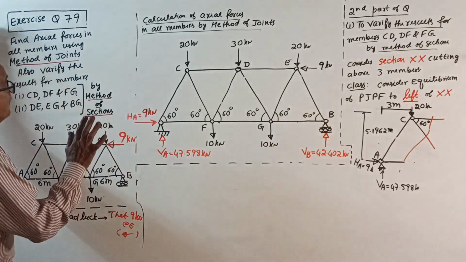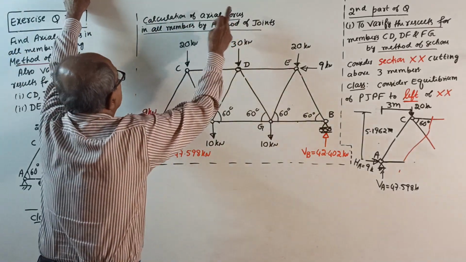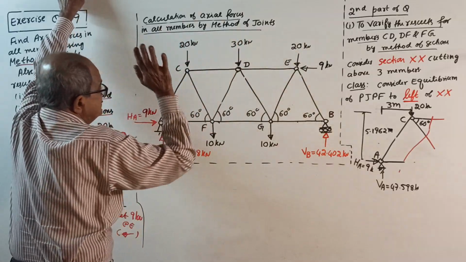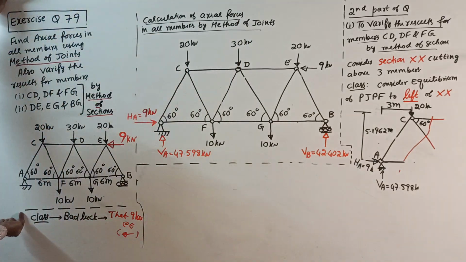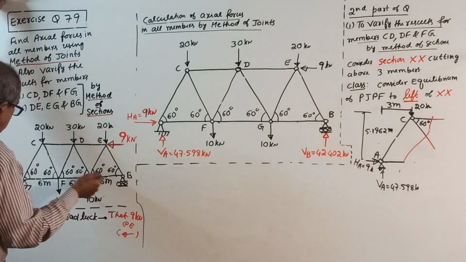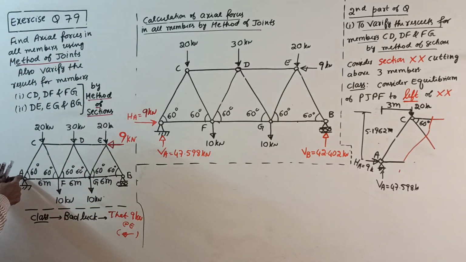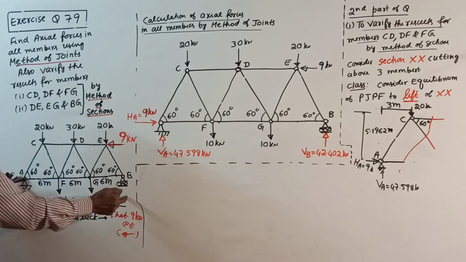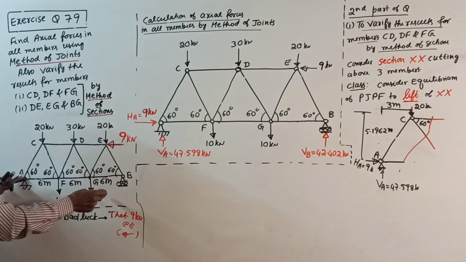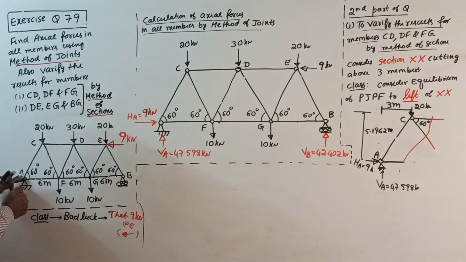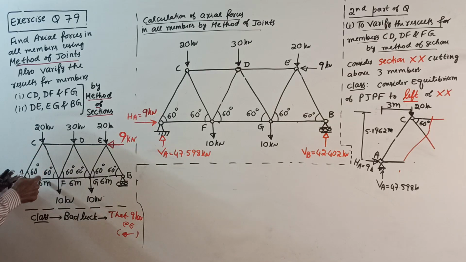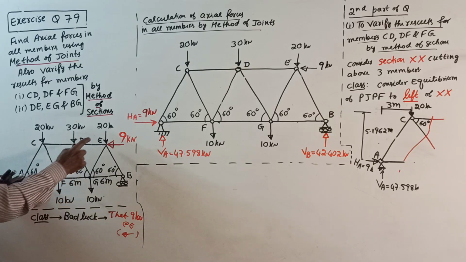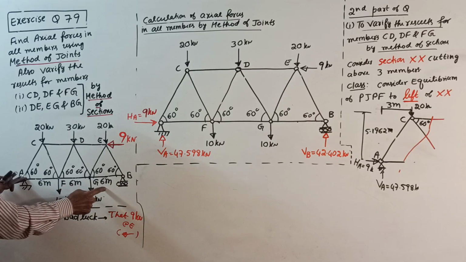Okay, now do one thing. First, calculation of axial forces in all members by method of joints. Consider vertical reaction VA, vertical reaction VB, horizontal reaction HA. Take moment about A: minus VB into total 18 meter, plus 10 into 6, plus another 10 into 12, plus 20 into half of 6 which is 3, plus 30 into 6 plus half of 6 which is 9, plus 20 into 6 plus 6 is 12, plus another 3 is 15.